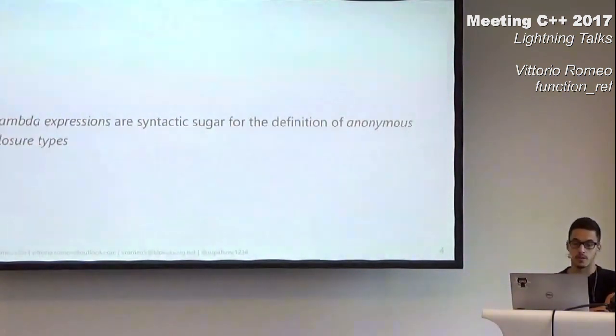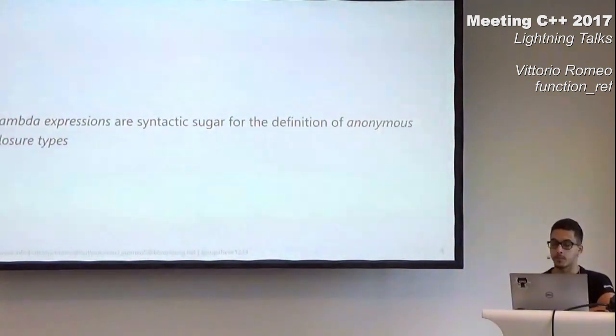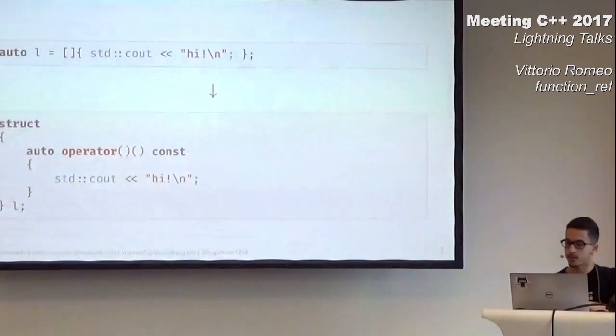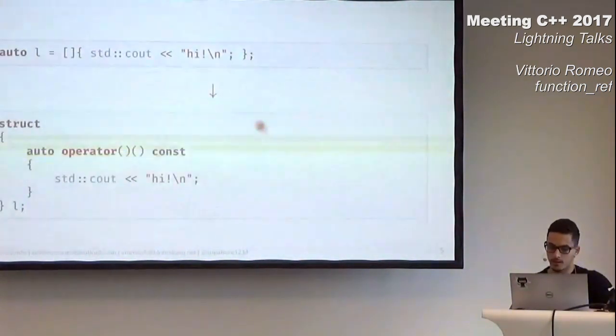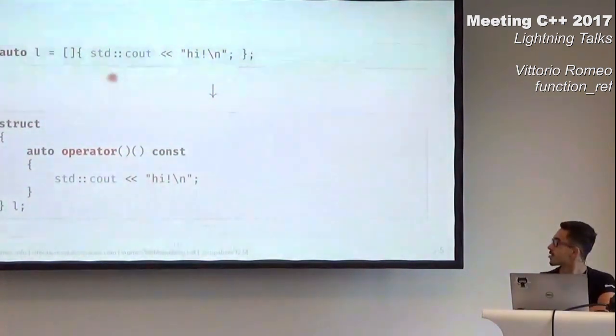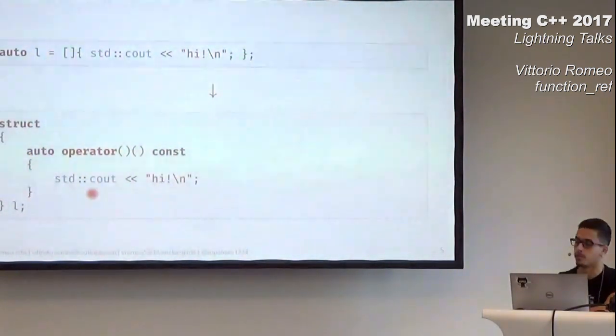And also everyone knows that lambda expressions are just syntactic sugar for the definition of anonymous closure types. So when you type something like this, I'm going to try something magical, if it works. Yep. OK, when you try something like this, which is just a lambda that prints to std::cout, the compiler generates a struct like this one, where we have an implicitly const operator() that returns auto by default and contains the body of the lambda.